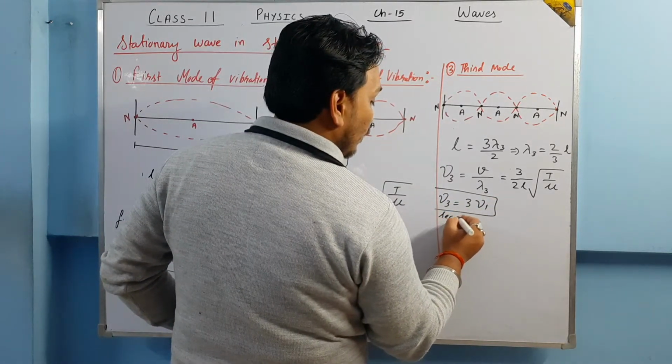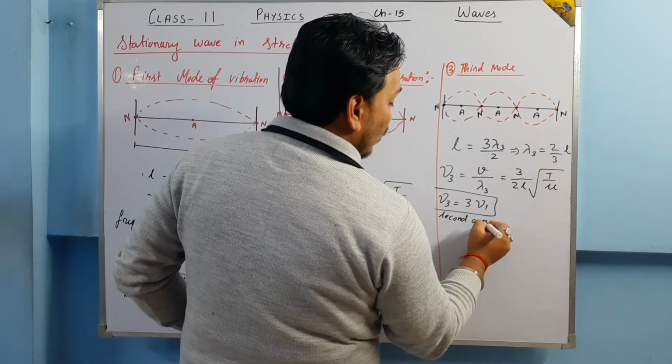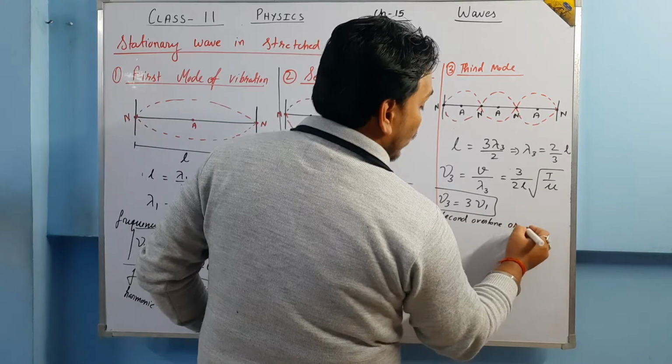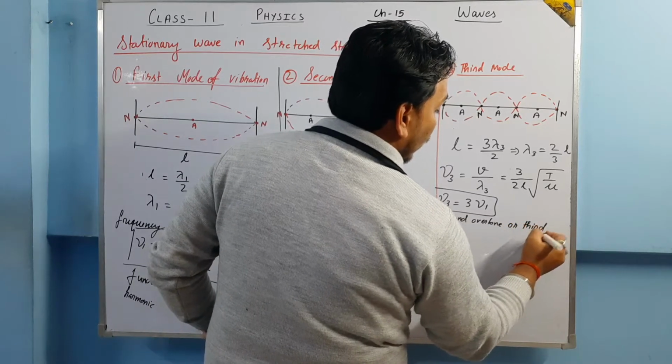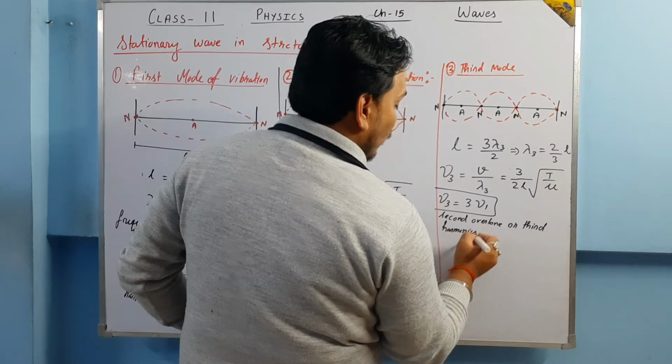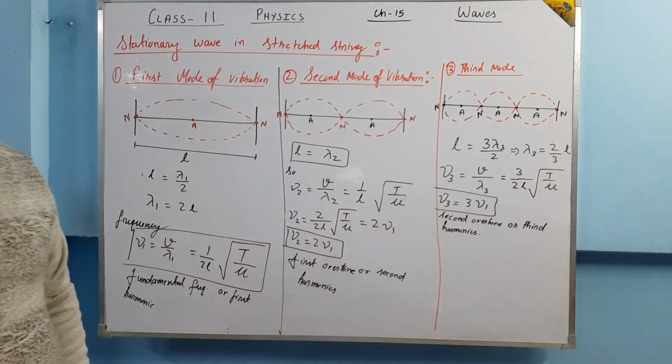So this frequency is called second overtone, or third harmonics. Okay, second overtone or third harmonics.